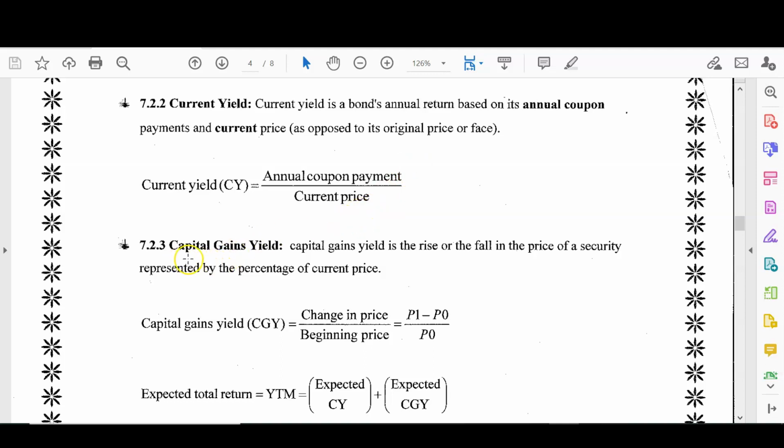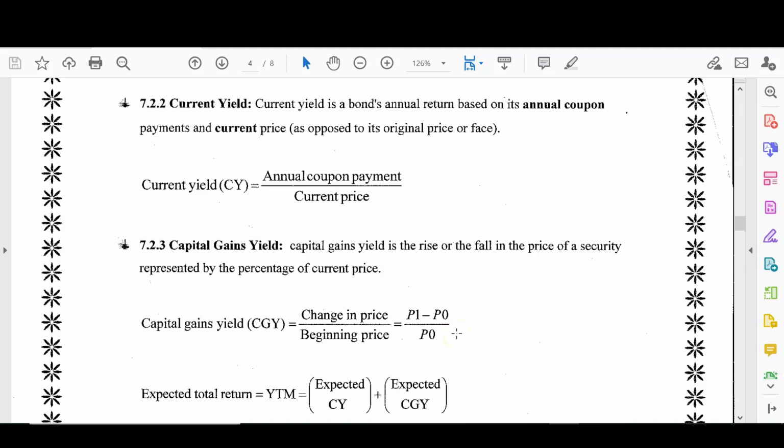Another return is capital gains yield. It is the rise or fall in the price of a security, represented as a percentage of current price. It equals change in price divided by beginning price. It is the price of the bond after one year, P1, minus P0, the current price, divided by P0. This is the rate of return you earn because of the price increase or decrease of the bond.